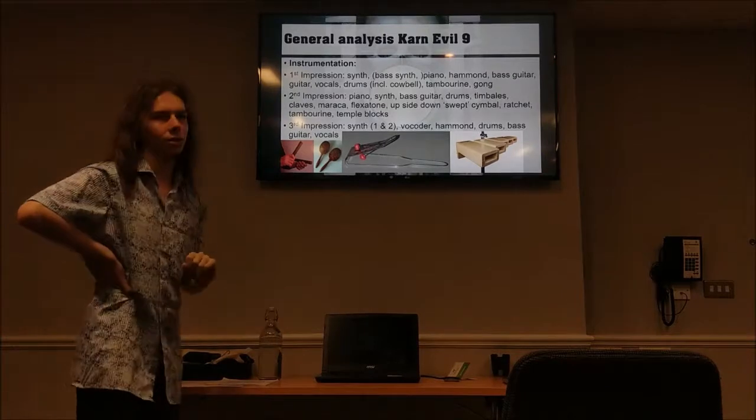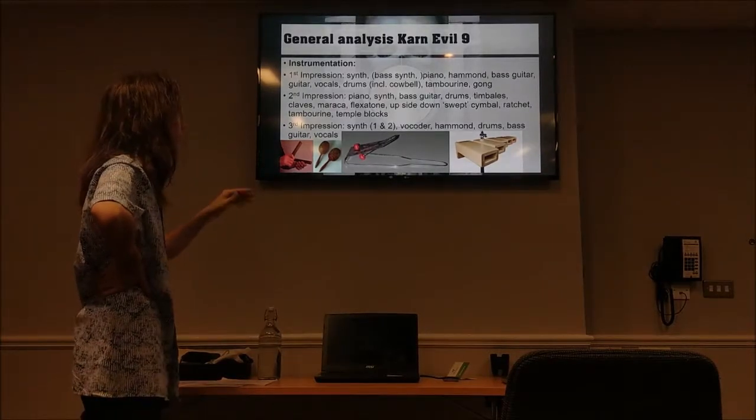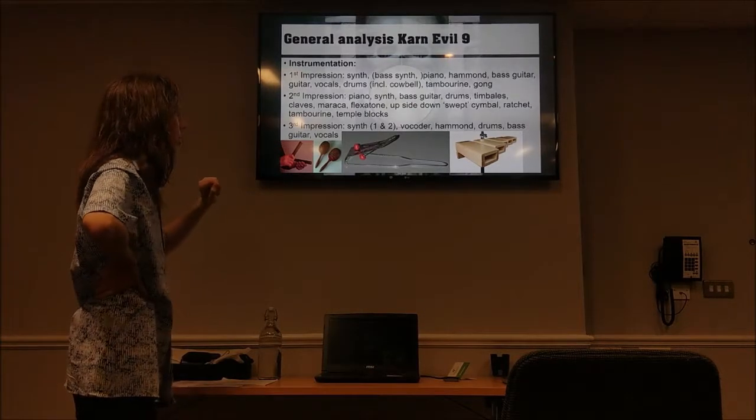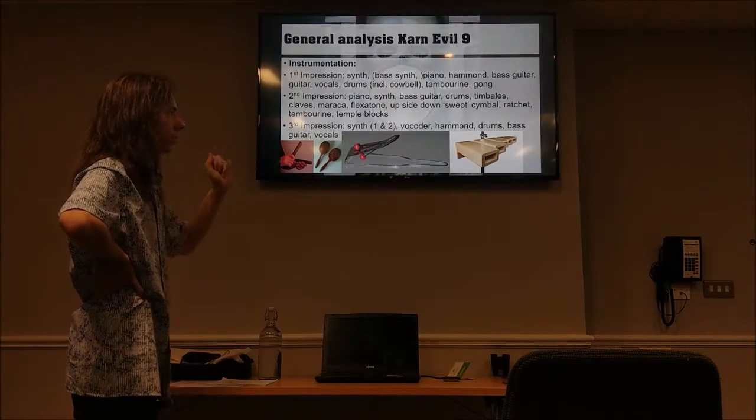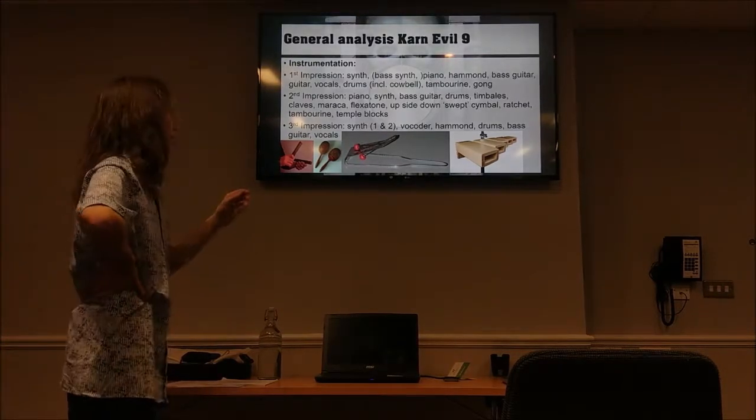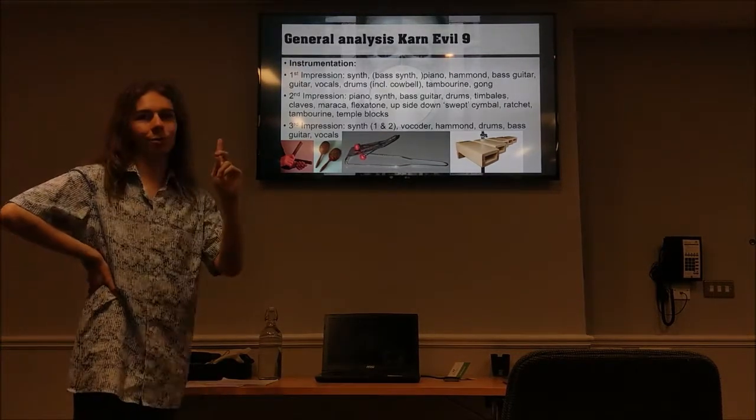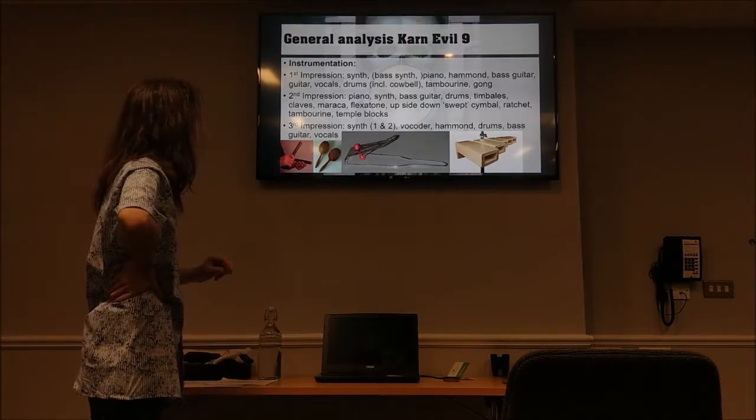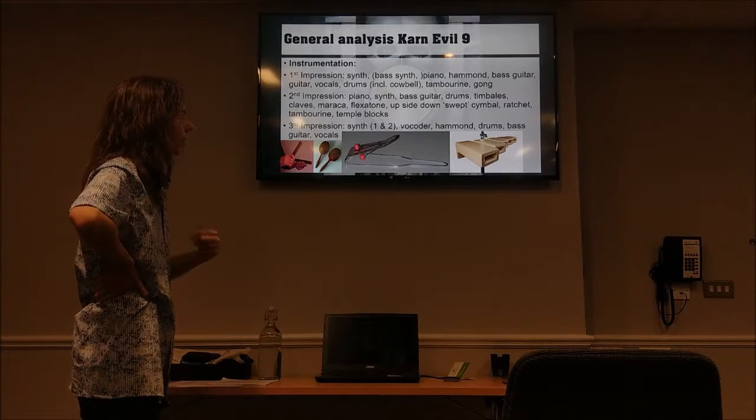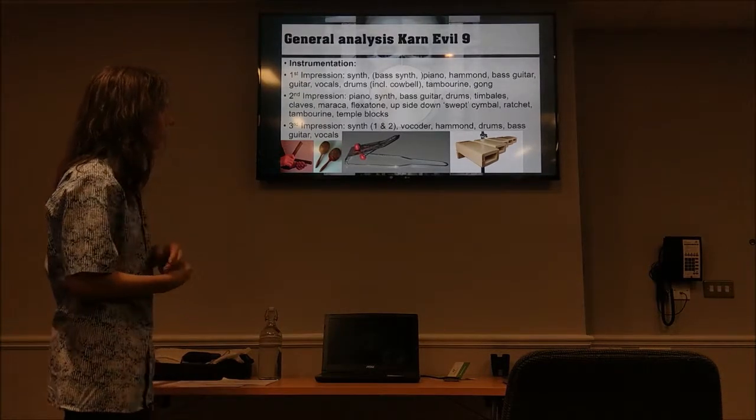So the instrumentation that's used, we'll just go through this very briefly. First impression, you have of course Keith's synthesizers, bass synthesizer, piano and the Hammond organ. You have the bass guitar and the guitar and the vocals for Greg Lake. And for Carl Palmer, you have drums, including the cowbell. That's noteworthy. And of course, he has the tambourine when we open with part two of the first impression, which is very well known.